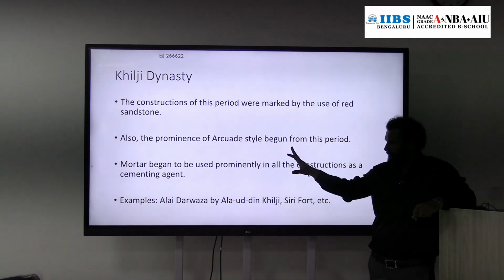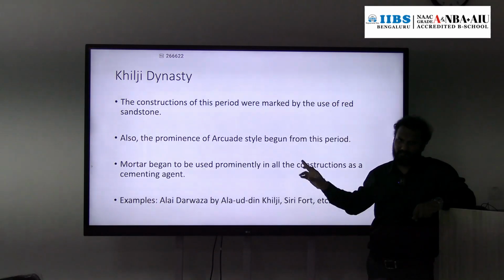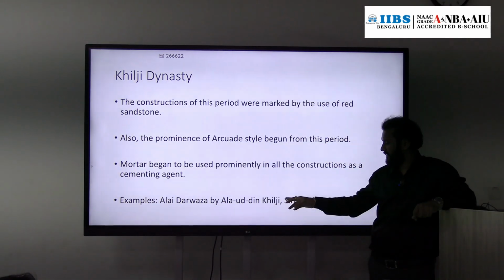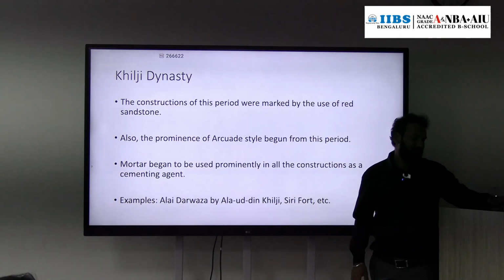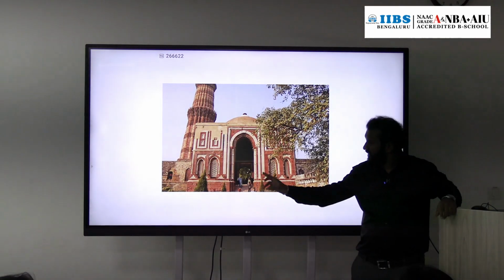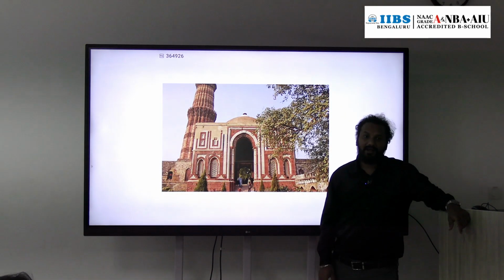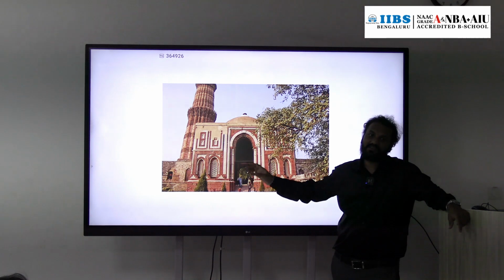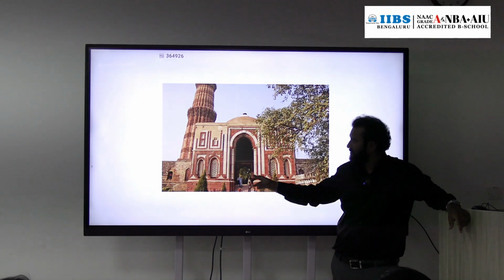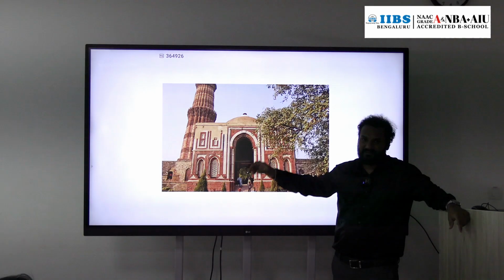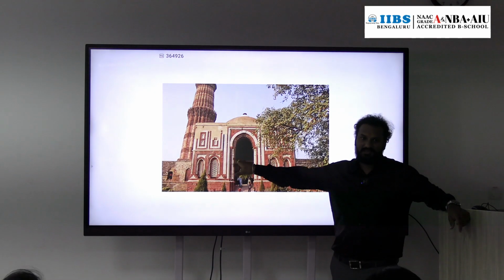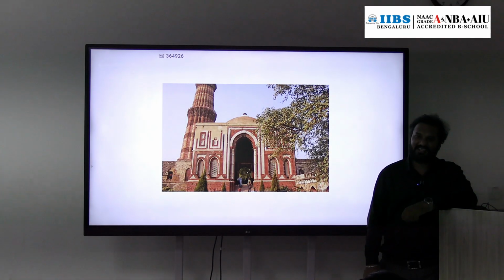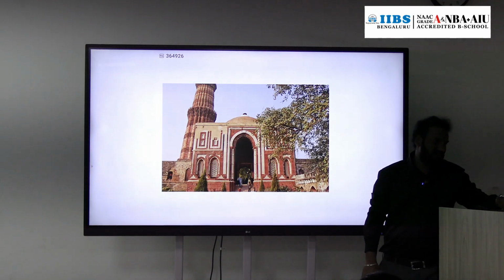And mortar, we already discussed, they have used as a cementing agent. Example, Alai Darwaza by Alauddin Khilji, Siri Fort. Alai Darwaza is called the gateway to Qutub Minar. This is the entrance to Qutub Minar. Here if you observe, the arch is there, right? Dome is there. Red sandstone was the material. So this is about the Khilji dynasty's contribution to Indo-Islamic architecture.